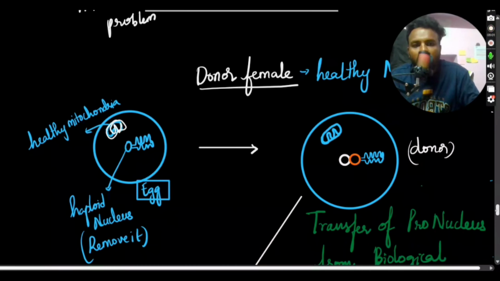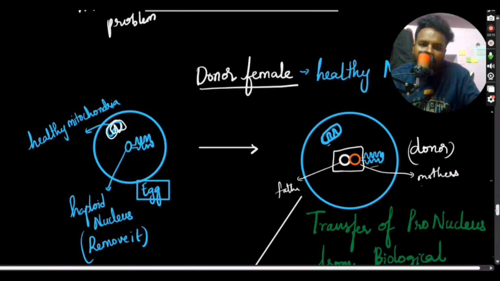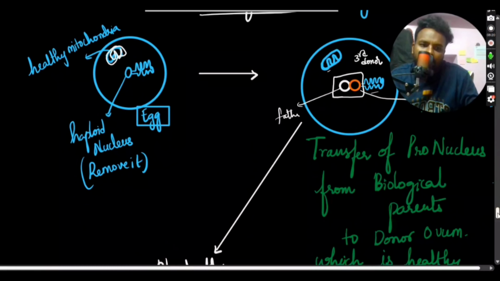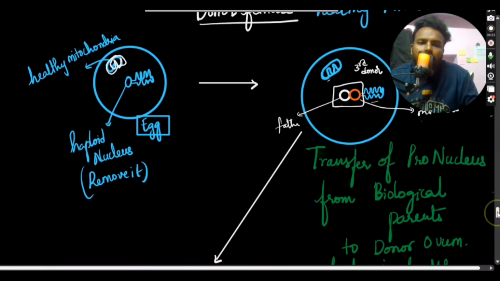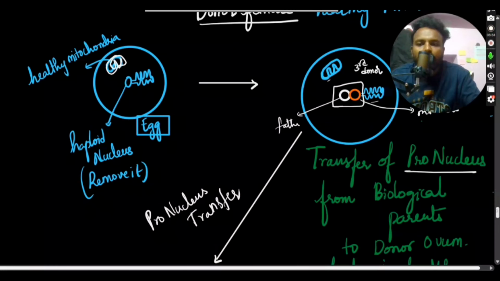The ovum of the donor will be having healthy mitochondria, healthy endoplasmic reticulum, and we'll be adding this. This is the father's, and this is the mother's, and this cell will be of a third person, the donor. That's why this baby is called a 3-person baby, 3-parent baby, right? So we are transferring the pronucleus. That's why the technology is called pronucleus transfer. So we are removing the nucleus of the donor and adding the pronucleus of mother and father.